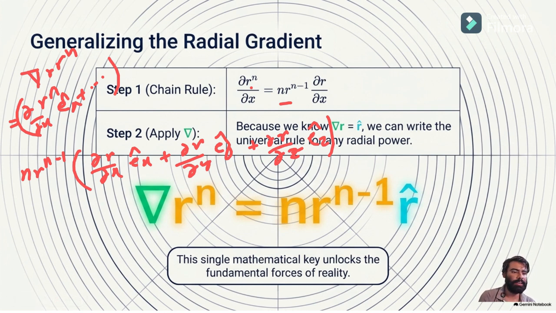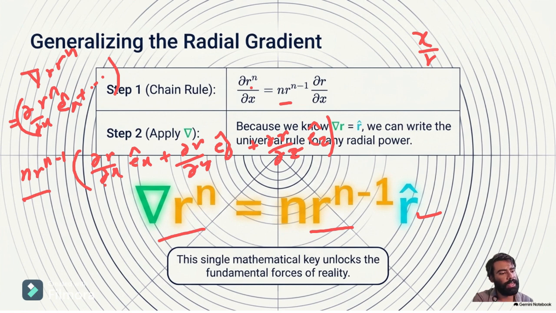Now finally you can see again n into r^(n-1) times that unit vector. We have seen that dr/dx is x by r. So you will find that the gradient of r to the power n will be n into r^(n-1), along with the unit vector along r.